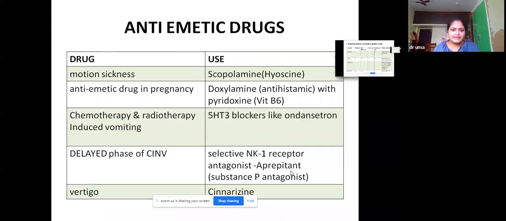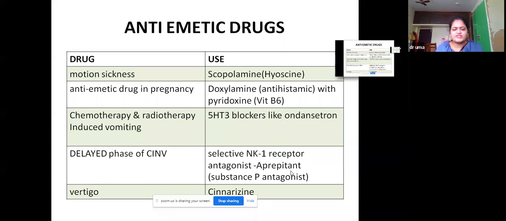And now coming to the antiemetic drugs, the drug for motion sickness is scopolamine, which is hyoscine. The antiemetic drug in pregnancy is doxylamine with pyridoxine. Doxylamine is an antihistamine which is given along with pyridoxine. For chemotherapy and radiotherapy induced vomiting, the drug of choice is 5-HT3 blockers like ondansetron. Chemotherapy, mainly cisplatin-like drugs, produces emesis.